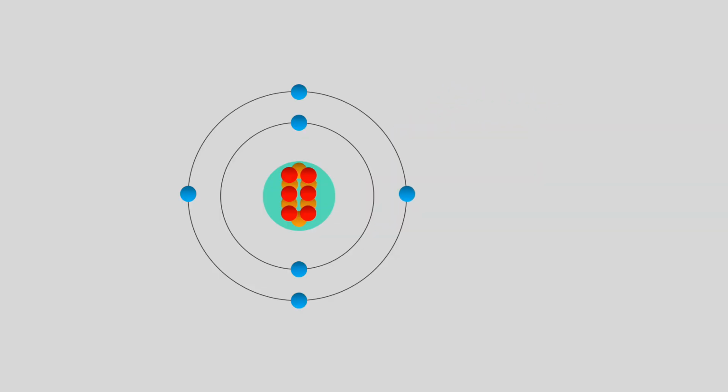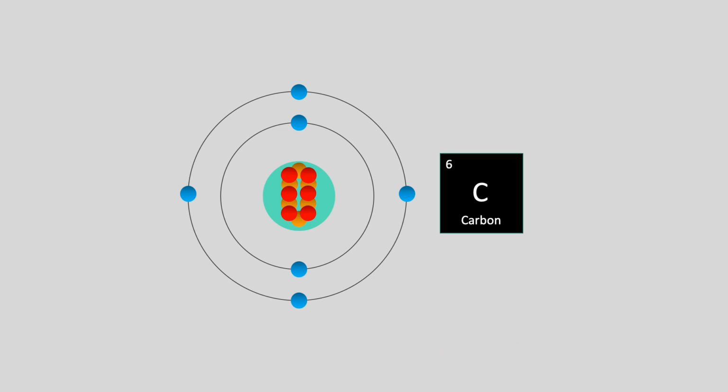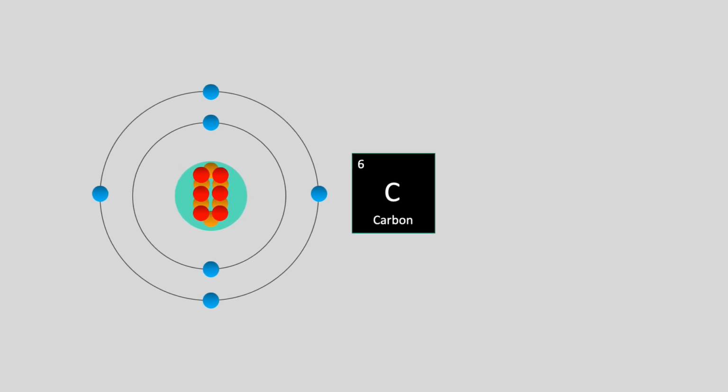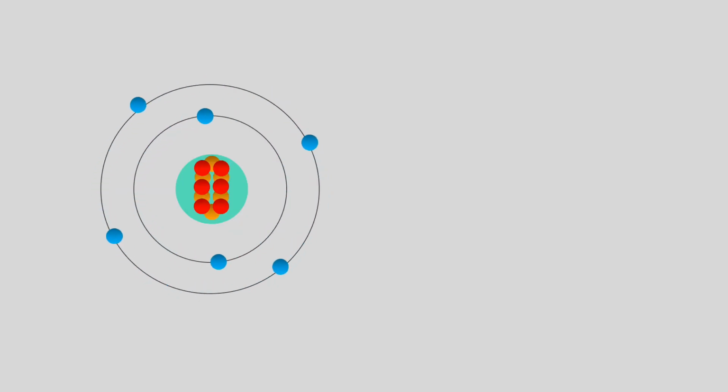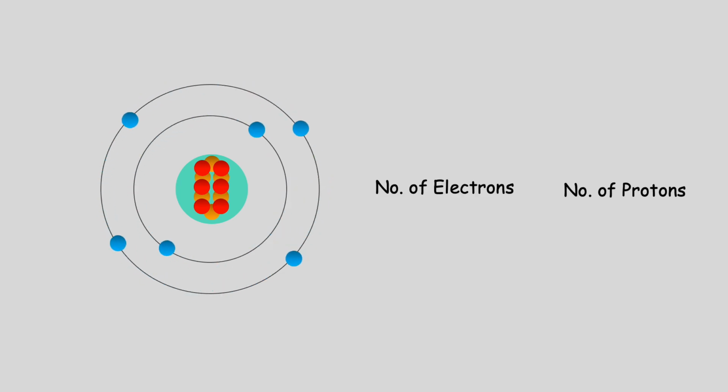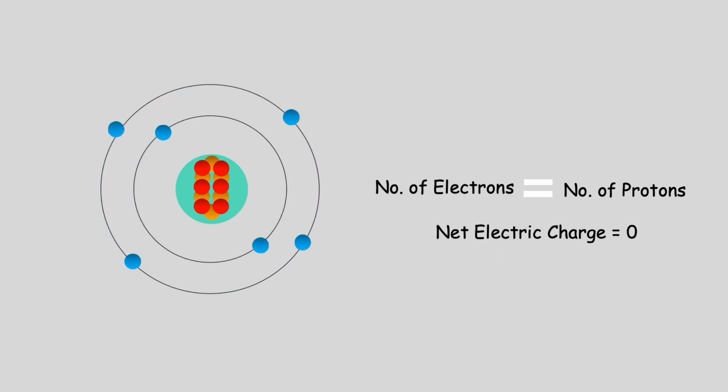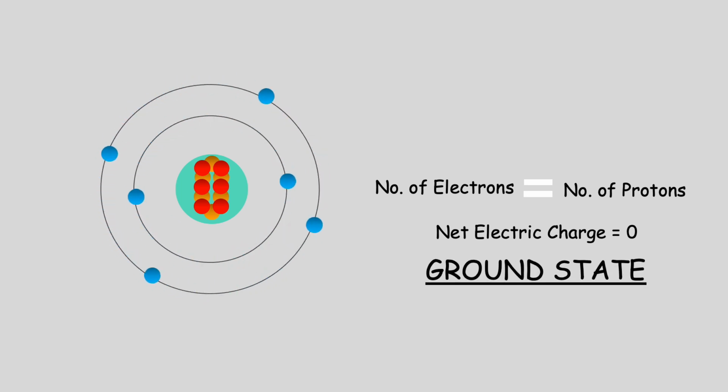The number of protons in an atom determines what type of element it is. Atoms of an element all have the same number of protons, but they can have different numbers of neutrons and electrons. Such atoms are called isotopes. In stable conditions, the negative charge of the electrons and the positive charge of the protons balance each other out. This gives the atom a net electric charge of 0. At this state, the atom is at its lowest energy level. This is also called the ground state of the atom.